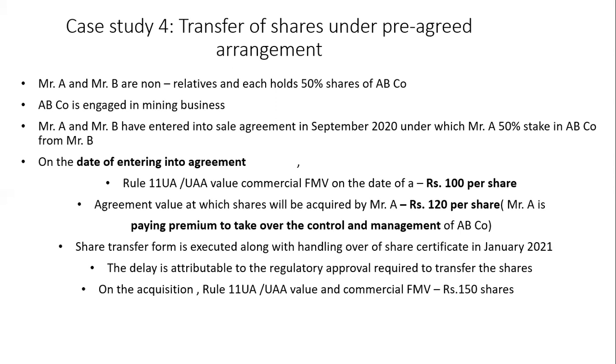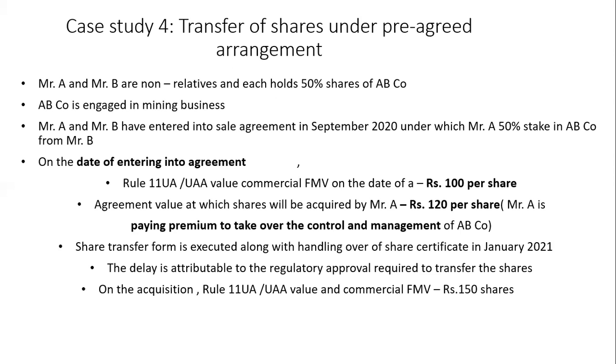So Mr. A and Mr. B entered into an agreement. Mr. A is buying the 50% share in AB company from Mr. B. On the date of entering into the agreement, the fair market value was 100, but the agreement was made at 120, with a premium paid because he is going to have control. The share transfer form is executed along with handing over of shares in January 21.